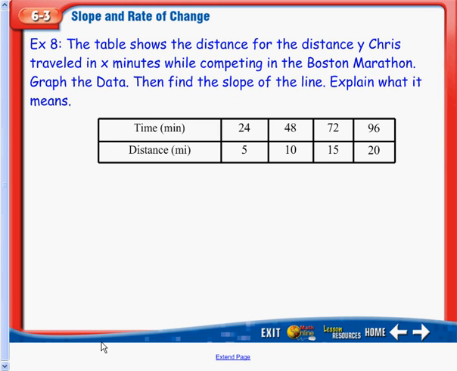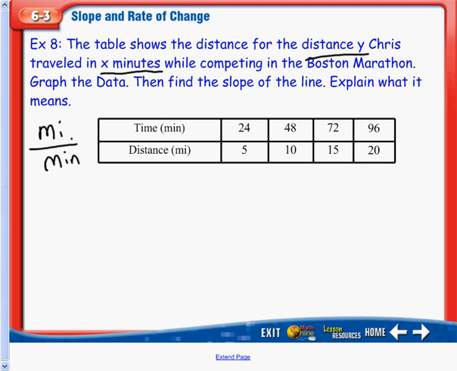We're getting up to our last example here. Example 8, the table shows the distance y Chris traveled in x minutes while competing in the Boston Marathon. Graph the data and then find the slope of the line. Explain what it means. So here I've got time in minutes over distance in miles. So reading our question here, it wants x minutes and y distance, so y miles. So meaning we want miles per minute.